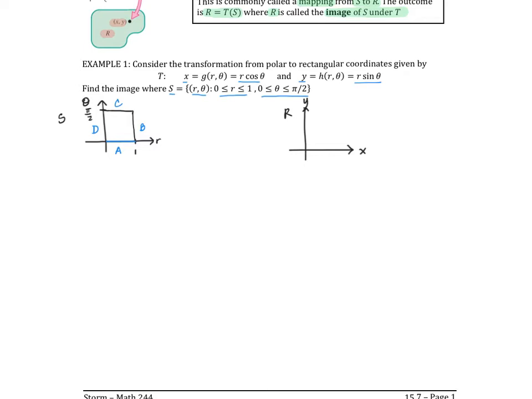Let's look at this piece A in my set S. So notice with A, the r values go from 0 to 1. My theta values on this first segment, line segment A, are 0. Look at my x and my y values. Well, if r goes from 0 to 1 and theta is 0, x is r cosine theta. If theta is 0, cosine of 0 is 1. That means that my x is equal to my r value. And my y value, if theta is 0, sine of 0 is 0. So my y value is 0.